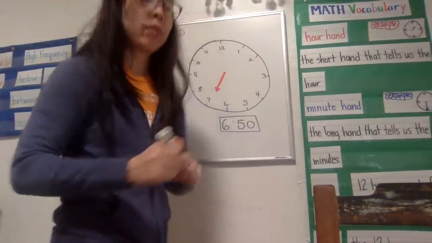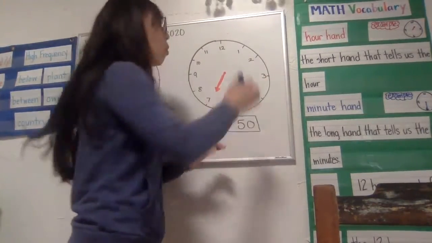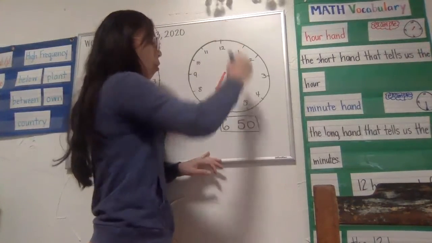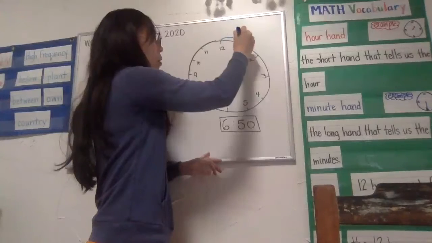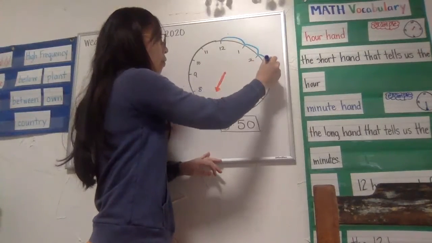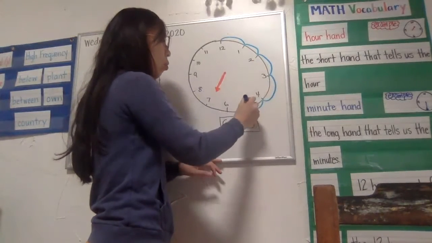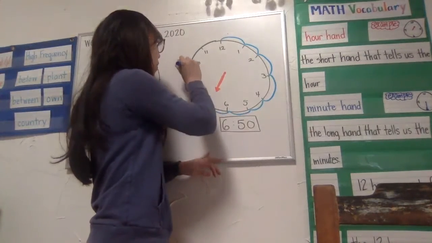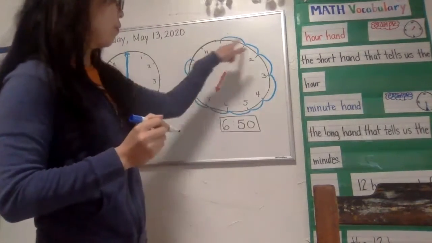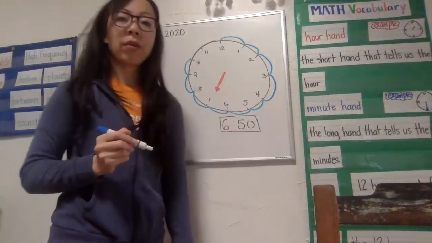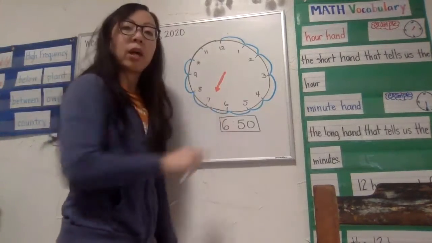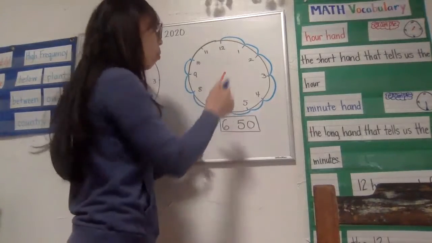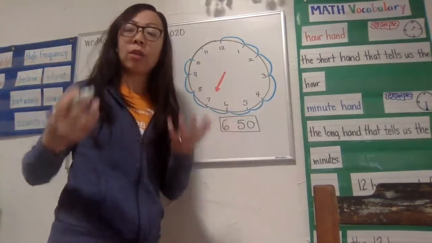Let's see why. Because in our minutes, when we start at 0 here at the 12, we're counting by 5s as we go around to 50. 5, 10, 15, 20, 25, 30, 35, 40, 45, 50. So 50 minutes is almost a whole other hour. So do you see why the hour hand is pointing a little bit closer to the 7 than the 6? Because we've almost made it around the clock a whole other hour.